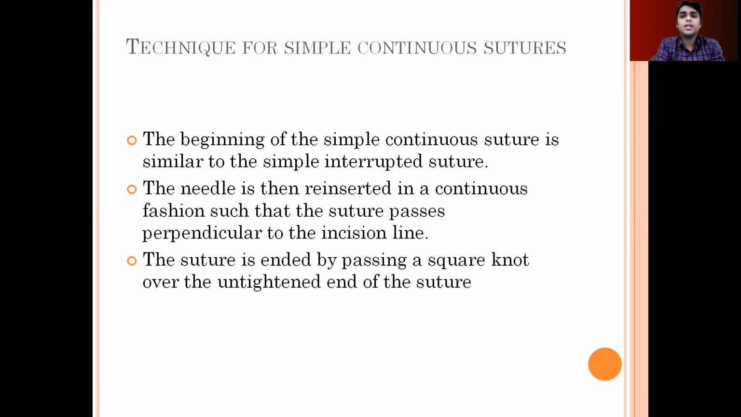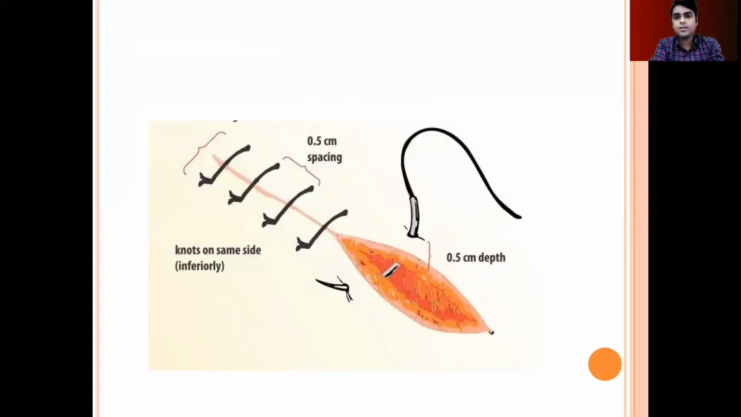The simple continuous suture. The beginning of the simple continuous suture is similar to the simple interrupted suture. The needle is then inserted in a continuous fashion such that the suture passes perpendicular to the incision line. This is ended by passing a square knot over the untightened end of the suture. This is an image for the simple continuous suture.